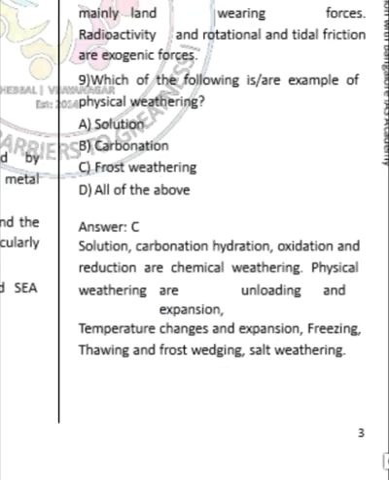Question number 9, it is asking which of the following is or are example of physical weathering. Here the correct answer is option C, frost weathering. You can go through the different types of weathering and the different types of phenomena associated with them.